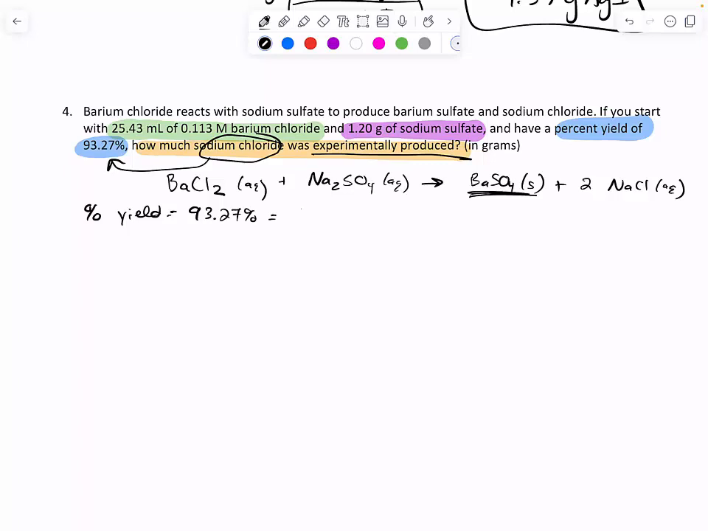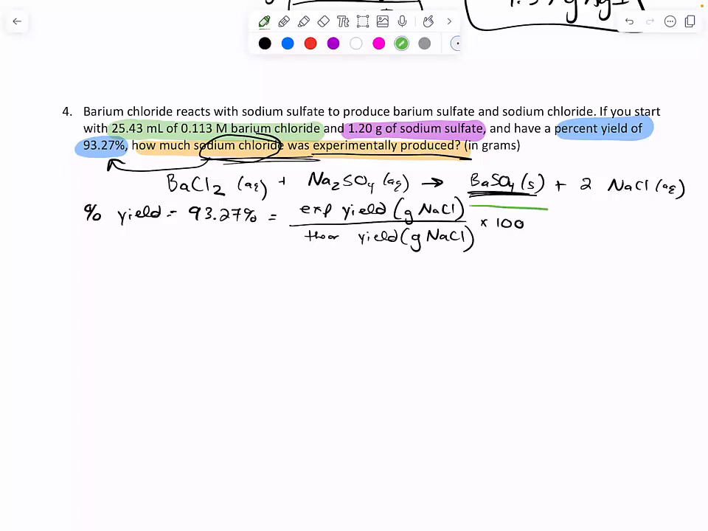That equals your experimental yield. And in this problem, our experimental yield is sodium chloride. So that's grams of sodium chloride, because that's what it told us in the problem right here, over theoretical yield, which is also in grams of sodium chloride, times 100. So when we're doing our problem, this top part is the part we are trying to find out. This bottom part, how do we get that? It comes from math, from all of these other numbers that we have already seen in the problem. So that's what we're working toward.